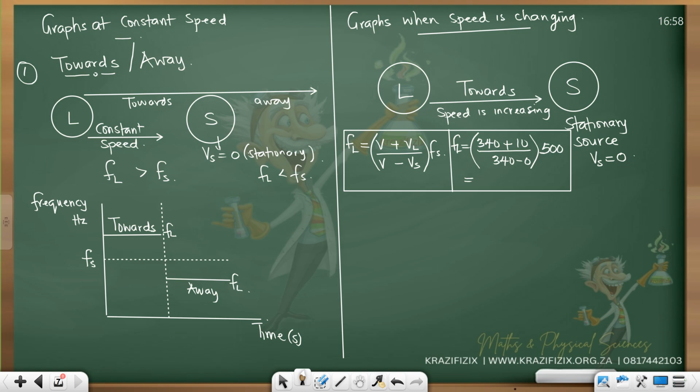Okay, let's make life easy without even a calculator. Let's say the frequency of the source is 340. Just want to make life easy. Your answer here would be 350. Because 340 over 340 would cancel. Please check something. 350. Now, at a higher speed, what will happen?